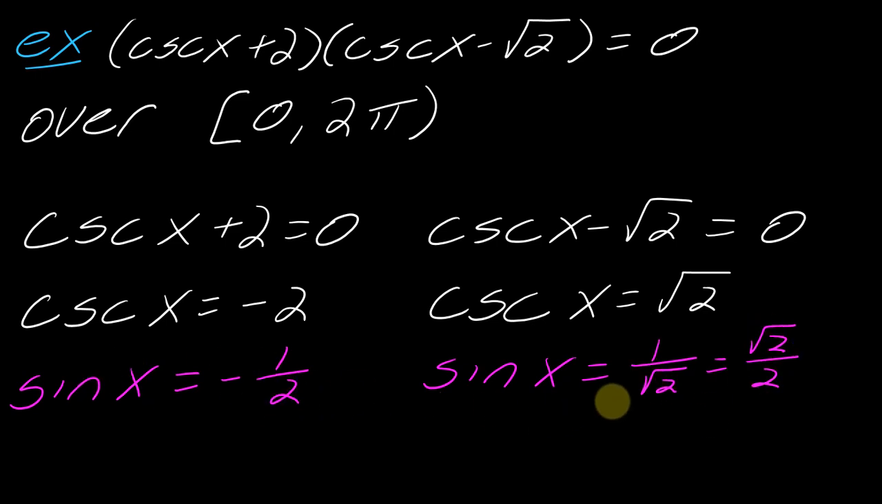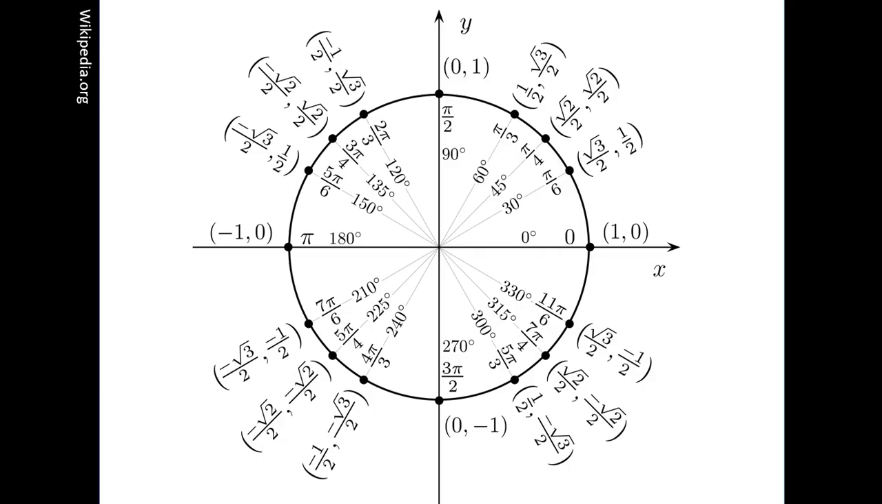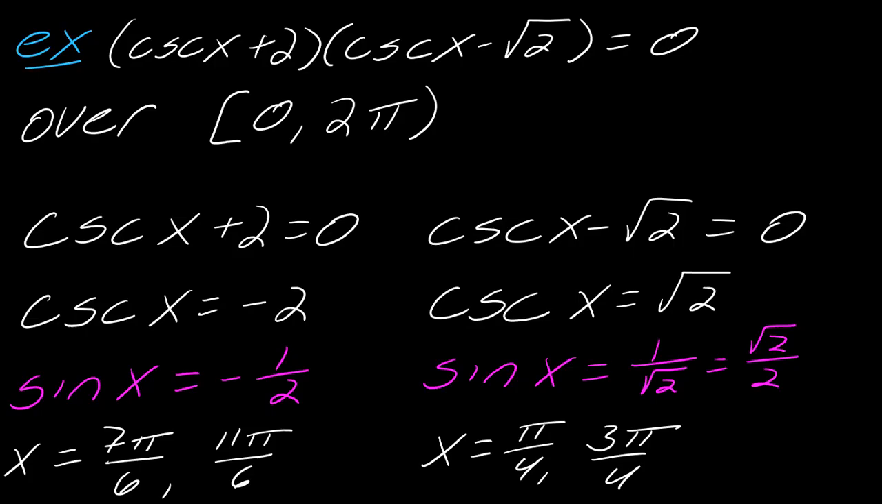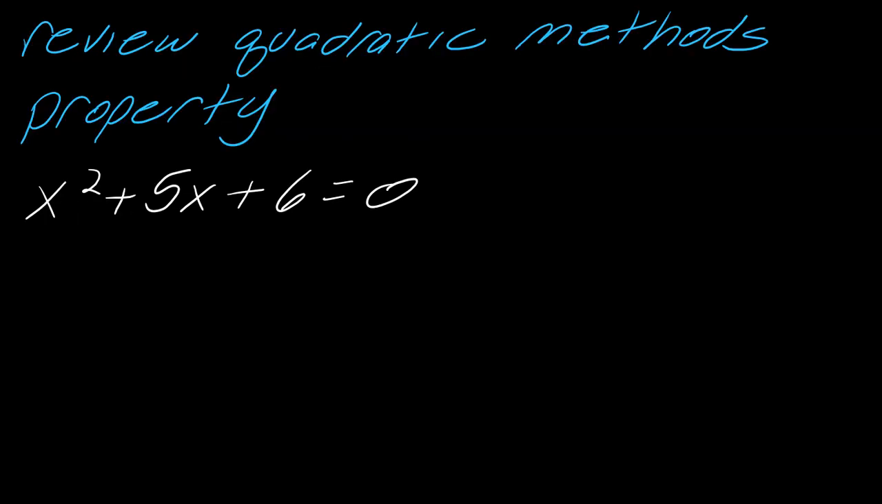I like to rewrite my factors like this just to help me look at the unit circle. So now here's where I have sine equal to -1/2, i.e. cosecant of x will equal -2. So they're one and the same. And then here's where I have my square root of 2 over 2. So I can see all my solutions here in radians. My solutions are 7 pi over 6, 11 pi over 6, pi over 4, and 3 pi over 4. Okay, so that was the zero factor property, and now we can talk about quadratic methods.